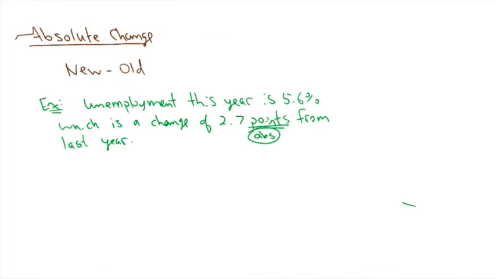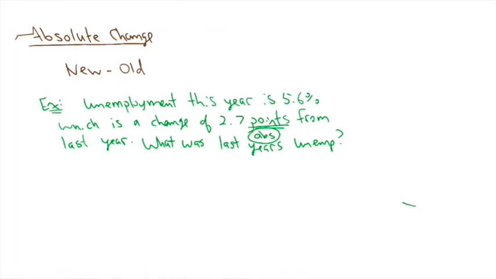But you also can use points to say a change from 5.6. So if unemployment this year is 5.6, which is a change of 2.7 points, absolutely, from last year, the question is, what was last year's? 8.3%. And how'd you figure that out? So you add 2.7 to 5.6, and I'll say, you got it wrong. Isn't that great?